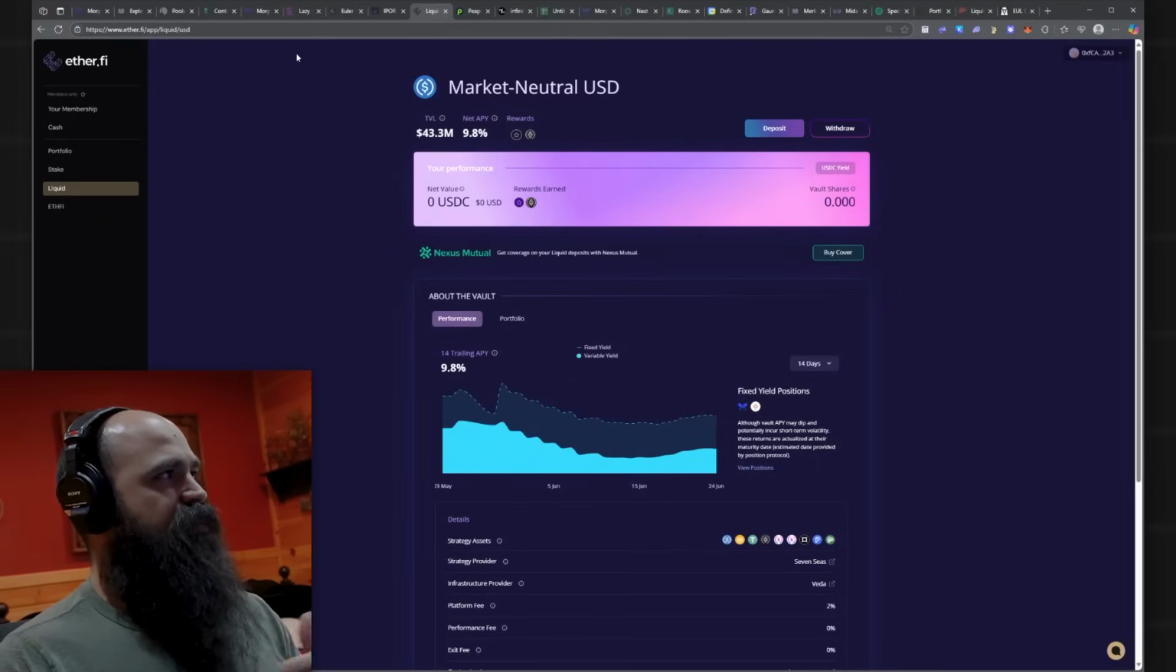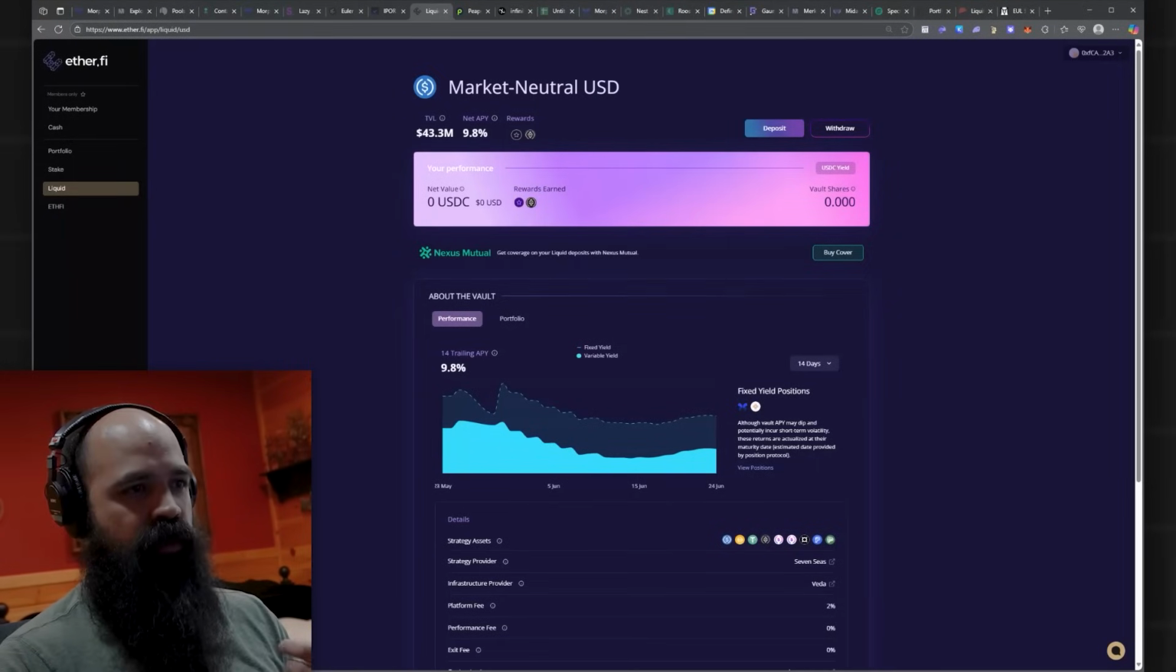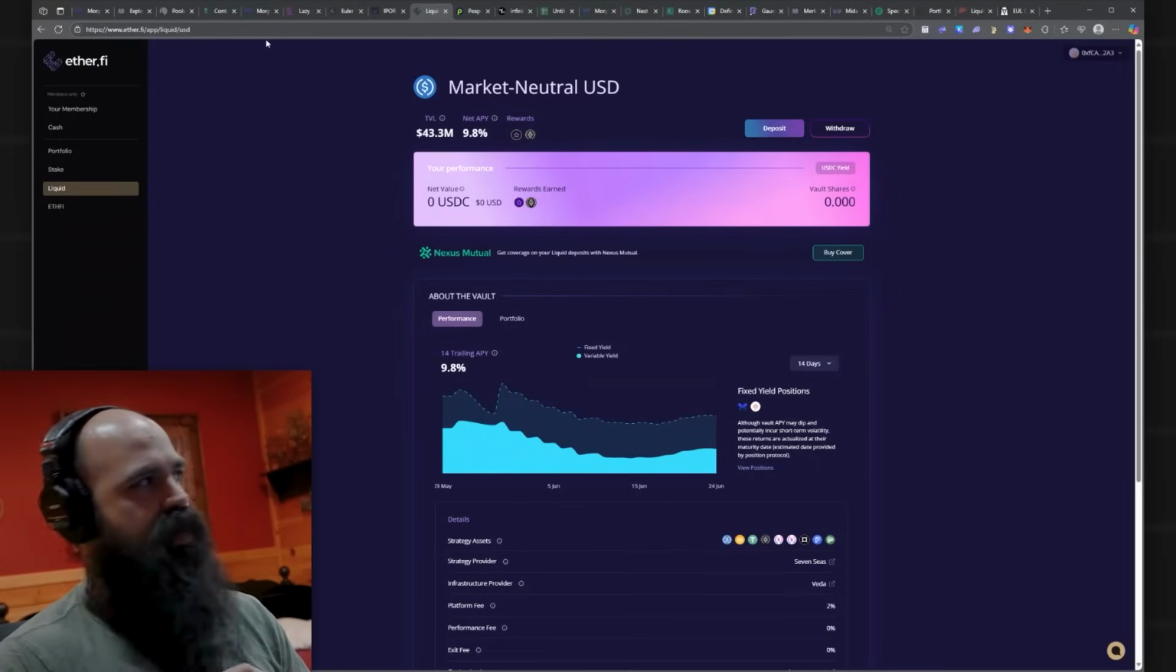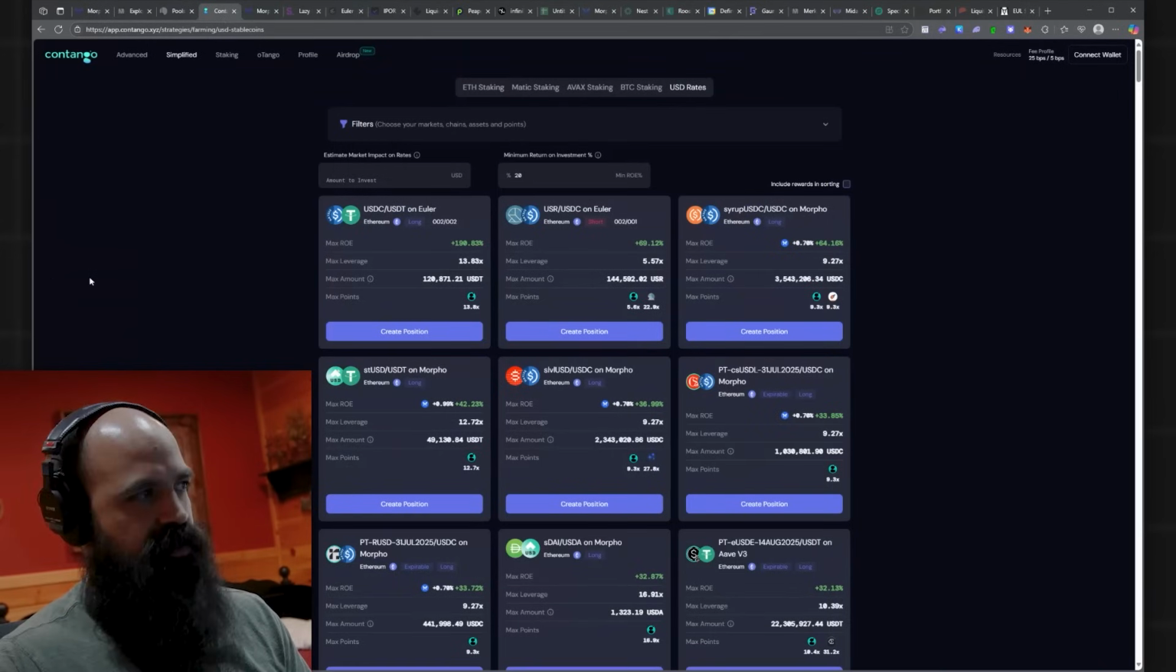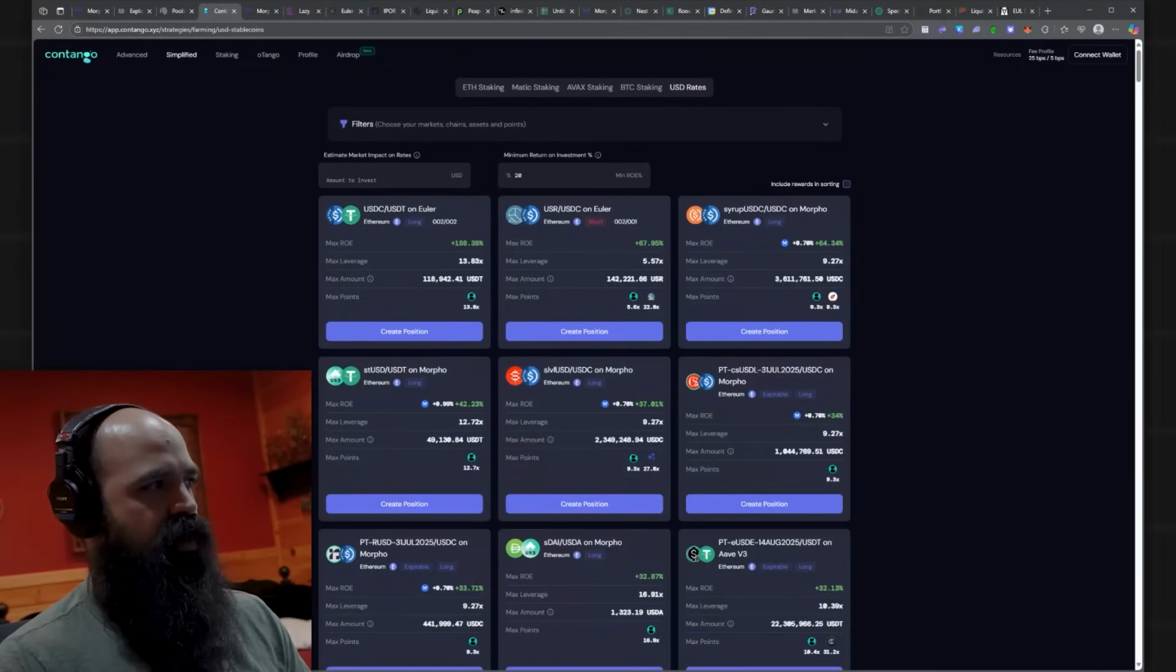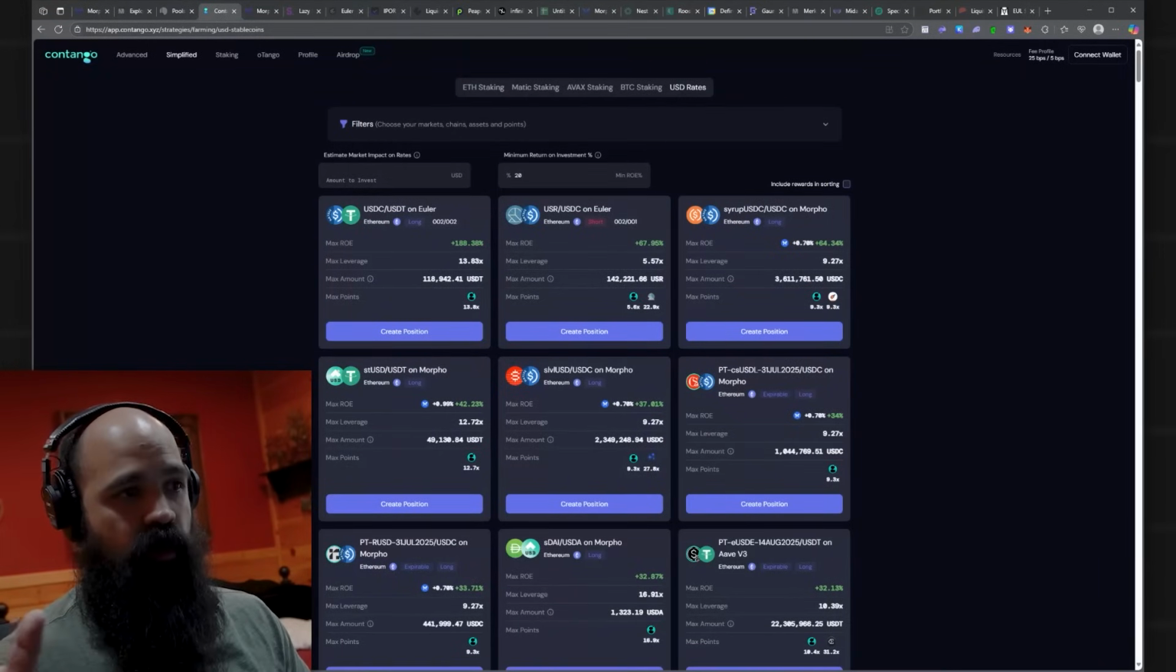The best places for me to look have been Morpho, Euler, and obviously Contango. Contango is a great jumping off point. We're going to look there first. I call Contango a great jumping off point because you can go there and see where all the opportunities are.